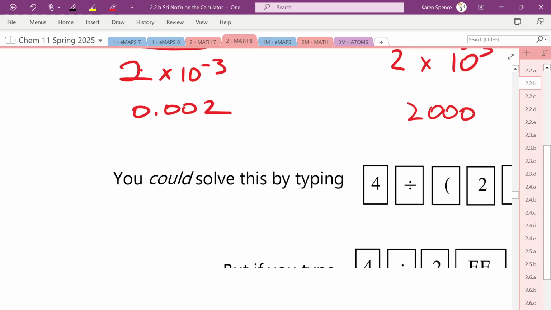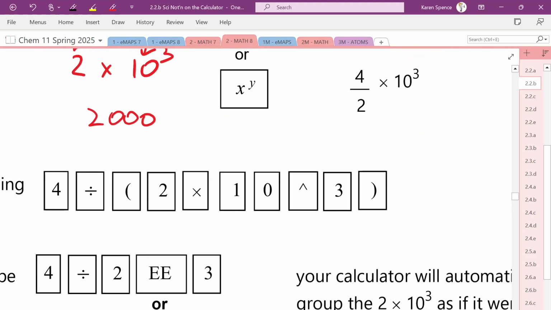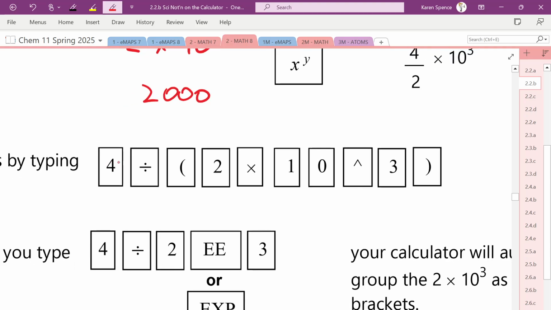So, if you can solve it this way, you can say 4 divided by bracket 2 times 10 to the 3 bracket. Sorry, I don't know how to type it in. Okay, but look how many keystrokes this is. 1, 2, 3, 4, 5, 6, 7, 8 keystrokes. How many keystrokes here? 1, 2, 3.